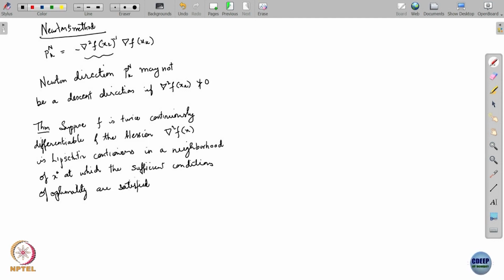Now, what does this mean? Sufficient conditions of optimality are satisfied. It means that it is a point at which the gradient is equal to 0 and the Hessian is positive definite. Okay. So that means the sufficient conditions of optimality are satisfied, and consider the iteration. So, let me write this for you in the bracket: the gradient at x star is equal to 0 and the Hessian at x star is positive definite, right. Consider the iteration x k plus 1 equals x k plus p N k, where p N k is as defined above.